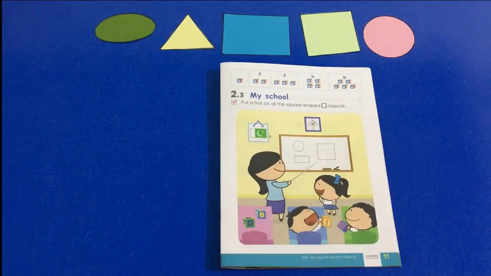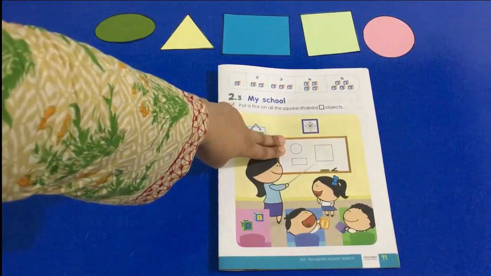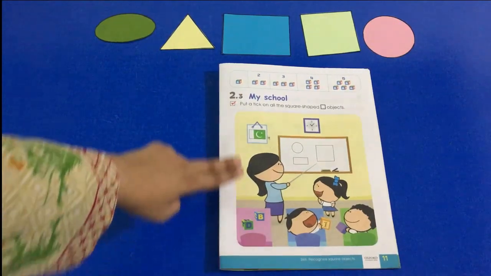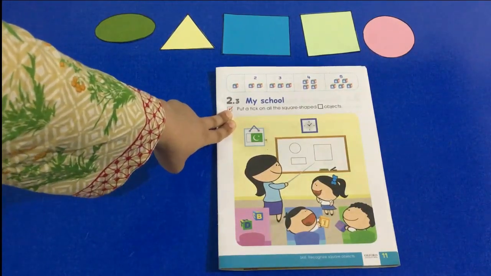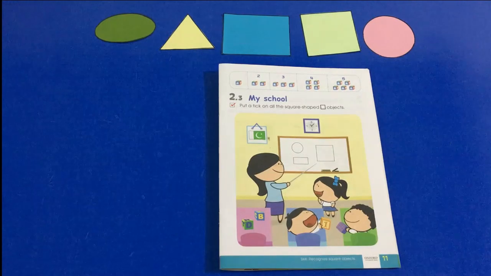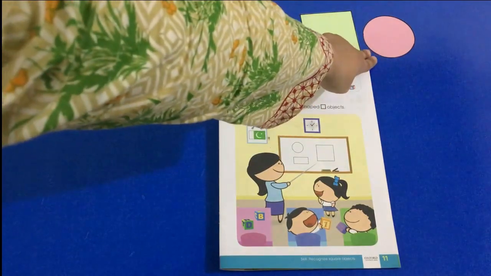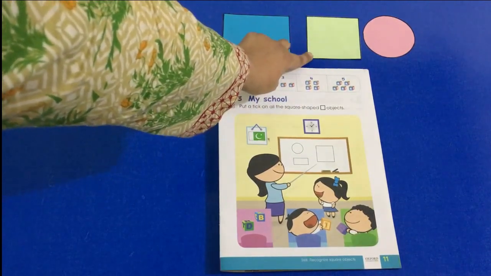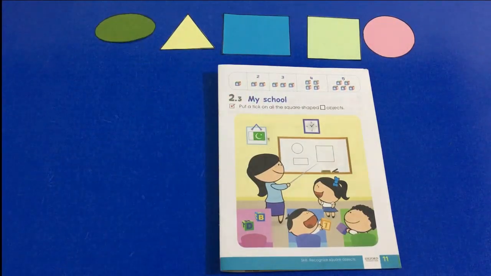Your next page is about my school. Here is a teacher. This one is a board and here are the students. Now you have to work on this page according to this criteria. Put a tick on all the square shaped objects. Okay, now we have to identify the square shaped objects. Firstly, find from these shapes. Is this square? No. Is this square? Yes. You have to find the square like this. Okay, let's start.